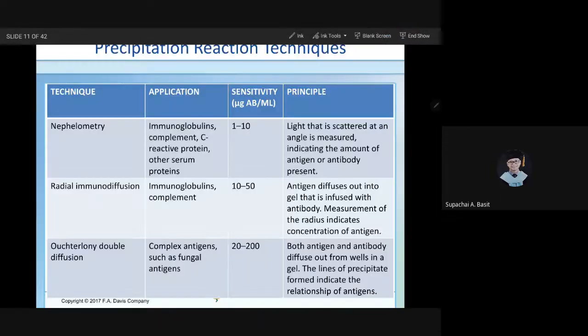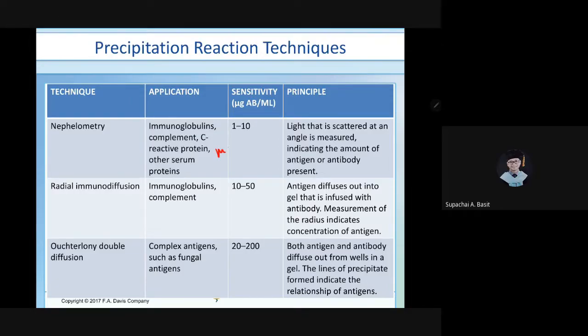turbidimetry. Okay. So it says here in turbidimetry, light that is scattered at an angle is measured, indicating the amount of antigen or antibody present. Meaning to say, the more scattered light is present, then the more amount of antigen or antibody is present.